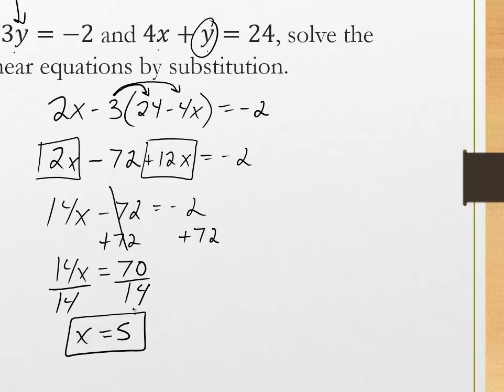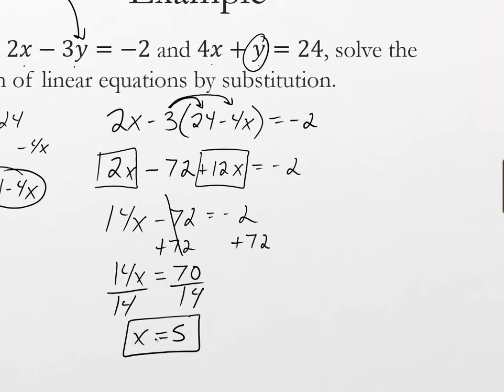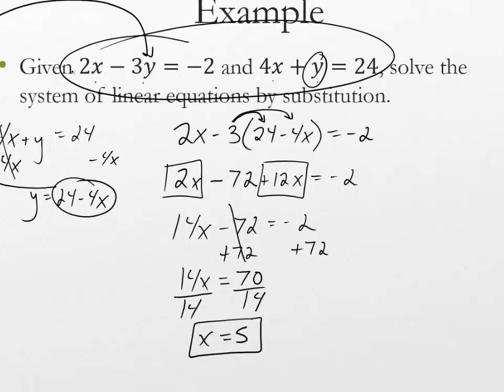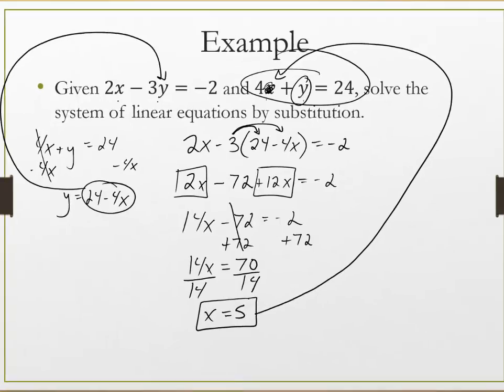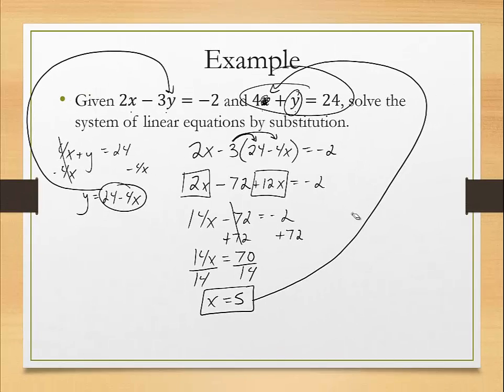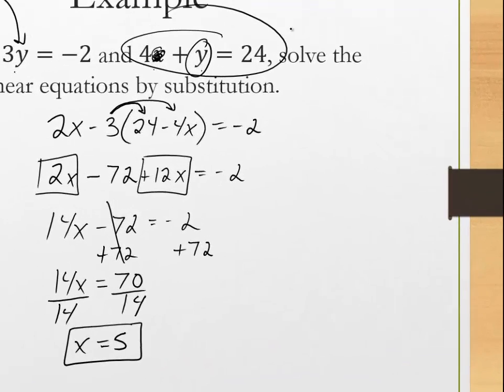We now need to find y. So we're going to plug this x into either equation. Let's go ahead and use this one here. So instead of using our x, we're going to use 5. We're substituting 5 in for x. So, doing that, we have 4 times 5 plus y equals 24.